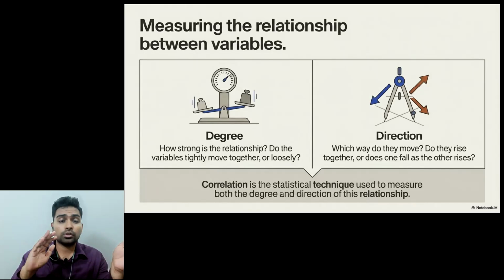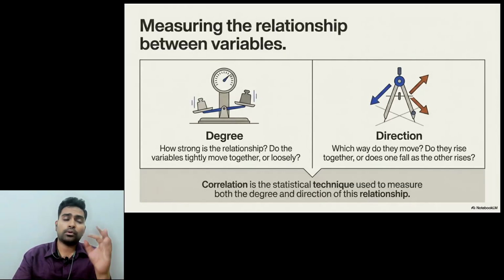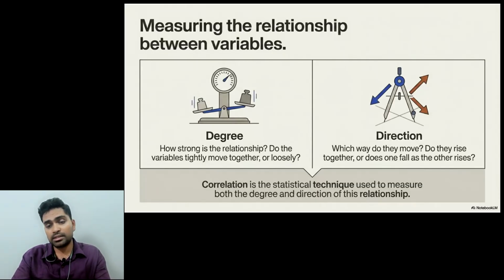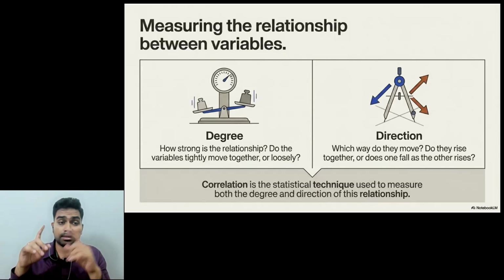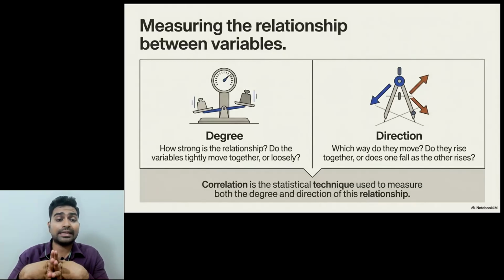The opposite can also be true. One increases, other decreases. So there can be a negative correlation. So the first thing about the relationship between two variables is the direction. Which way do they move? Do they increase together? Do they decrease together? Or one increases, other decreases? The direction. The other thing is the degree, or how strong is the relationship.